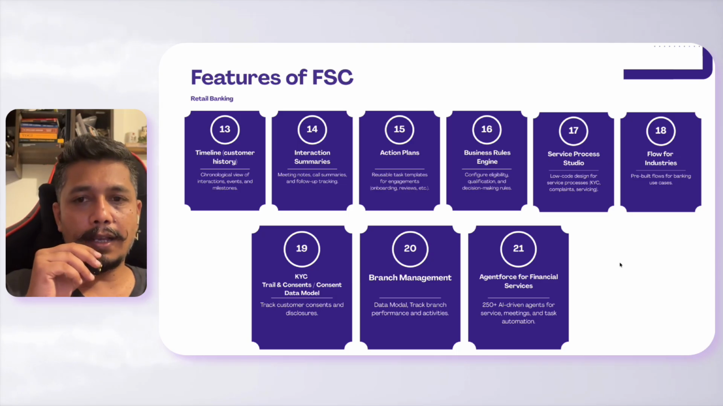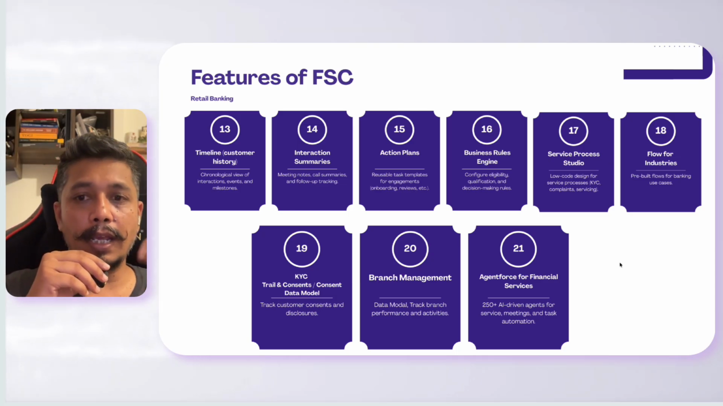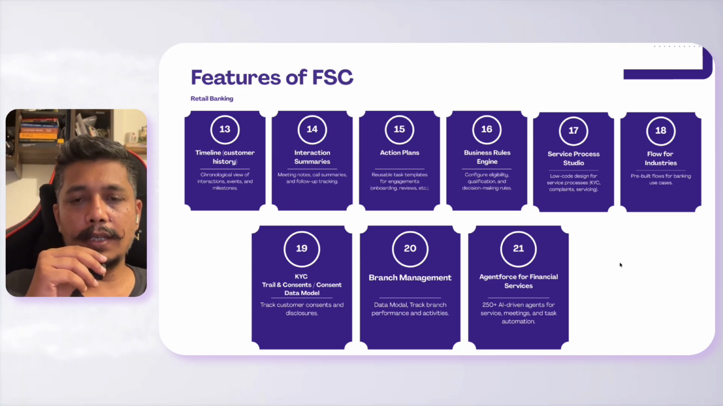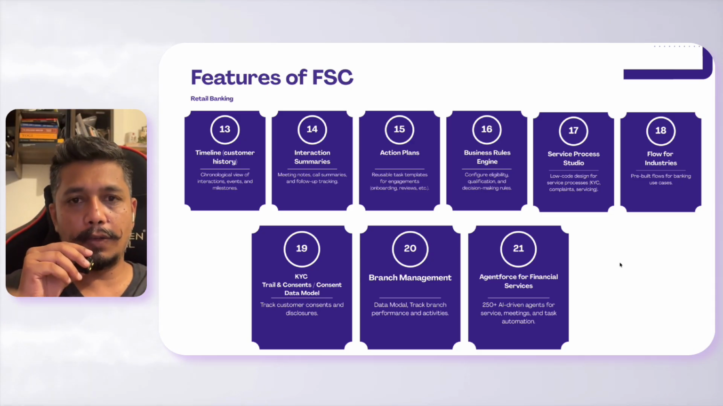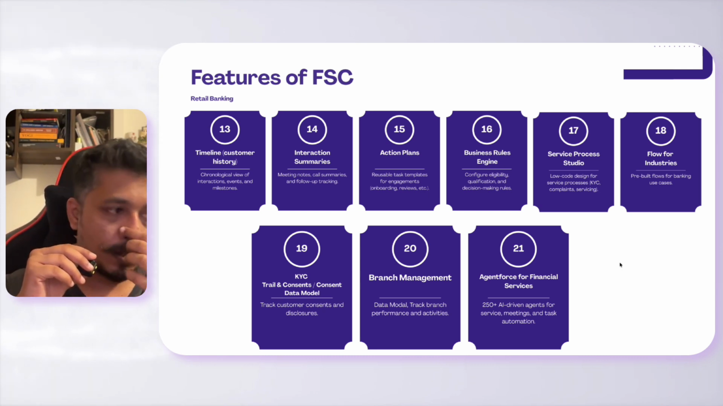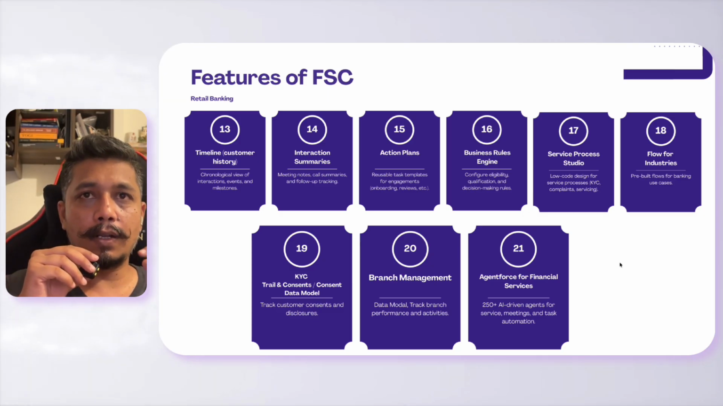Interaction summary is just like whenever you are having a meeting with a bank, all the notes, all the summary, and any follow-up that needs to be done can be stored in the interaction summary. Action plan is a set of tasks that needs to be performed by an agent or by a customer. So those pre-built templates will be available as an action plan. Just like for the loan, there is a set of tasks to be performed. For the credit card, there is a different set of tasks to be performed by the agents or the underwriter. So those can be utilized from the action plan.